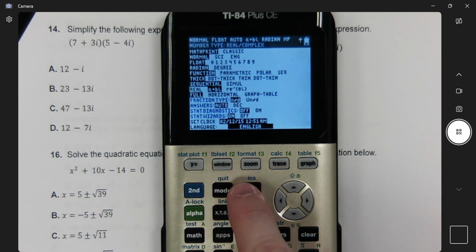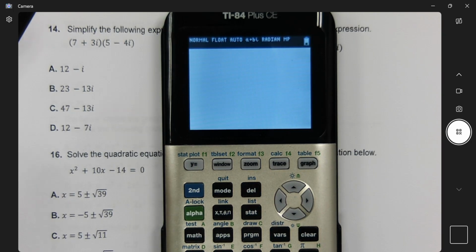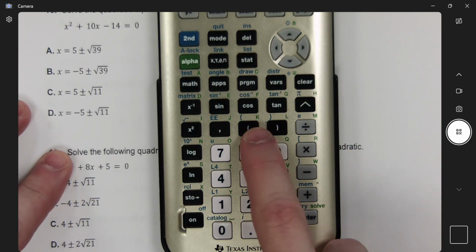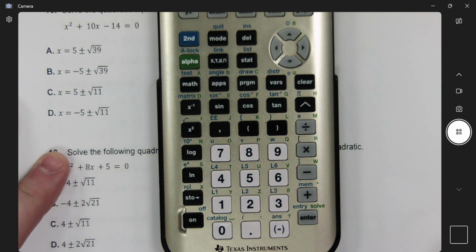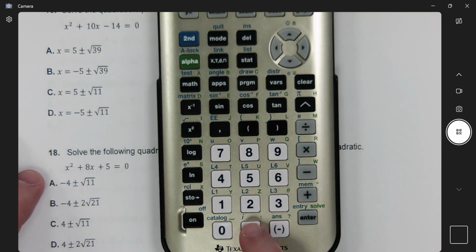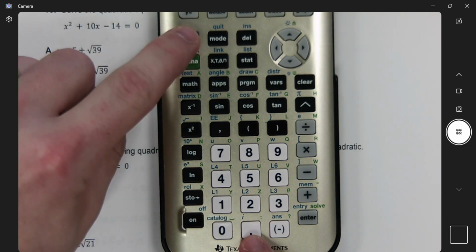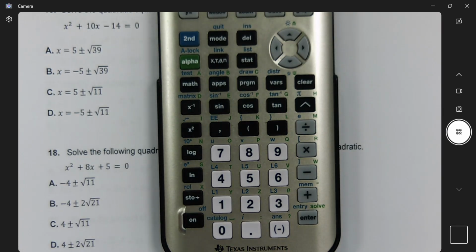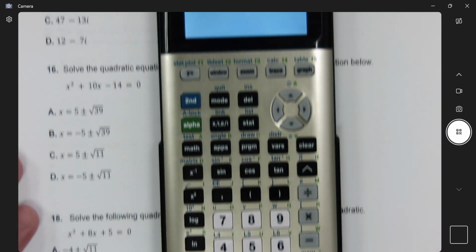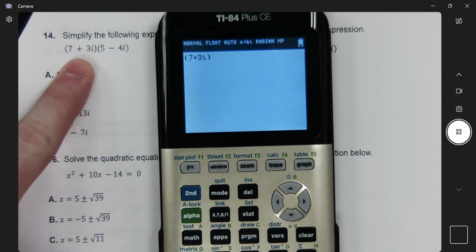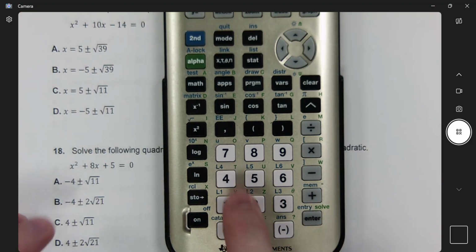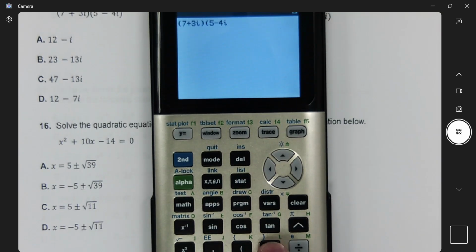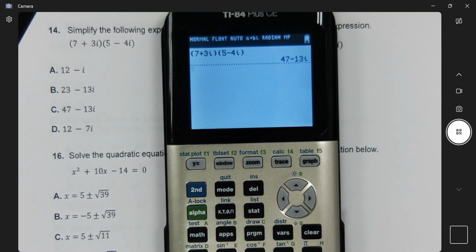So second mode is quit, goes back to the main screen, and we can type exactly what we see here. So parenthesis, and then 7 plus 3. Now i is right there. See, it's written in blue. You have to hit the second button, and then you're going to close it up with parenthesis. Just to show you what's on my screen, it's exactly what's right here. Then I've got left-hand parenthesis, 5 minus 4 second i, and then close it up and hit enter, and it's going to give us our answer, 47 minus 13i, which is C.